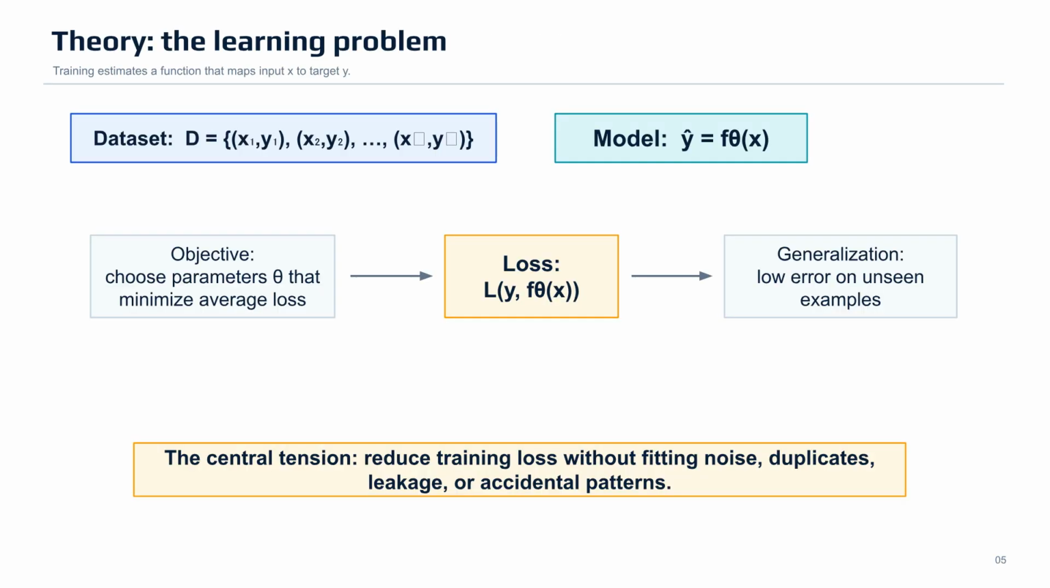At its core, the learning problem involves using a dataset to estimate a function that maps inputs to targets. The goal is to choose model parameters that minimize error, while ensuring the network generalizes well to unseen data.